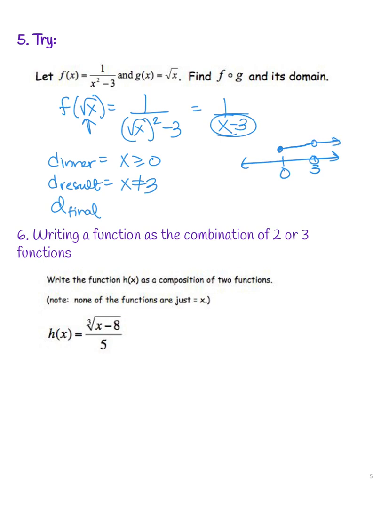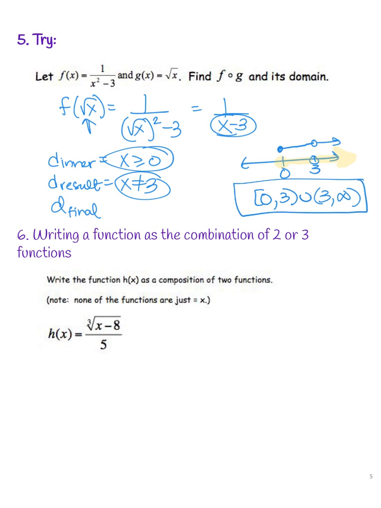I tend to just draw it right on the number line, but I know a lot of students don't. So it's like this. So what is that final answer? Final answer is 0 to 3, soft bracket, because it's everything greater than or equal to 0, but you've got to throw out that 3. That's the final answer there.